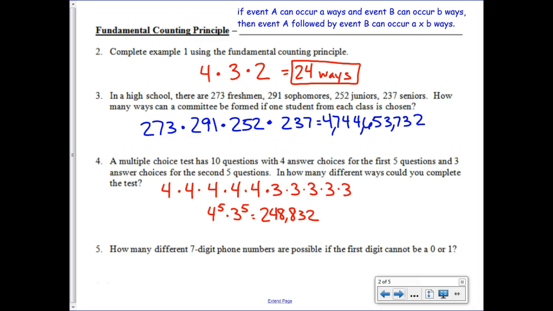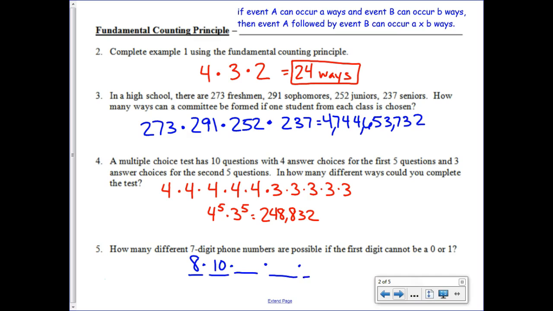All right, the last question says, how many 7-digit phone numbers are possible if the first digit cannot be a 0 or 1? So 7-digit phone numbers means we have 7 blanks here. So if we can't have a 0 or a 1, then 2 through 9, that's 8 options for the first blank. And then we have 10 different digits, 0 through 9, for the rest of those blanks.